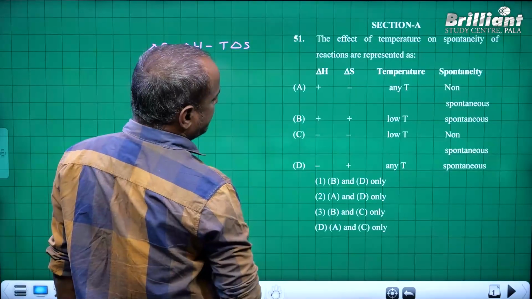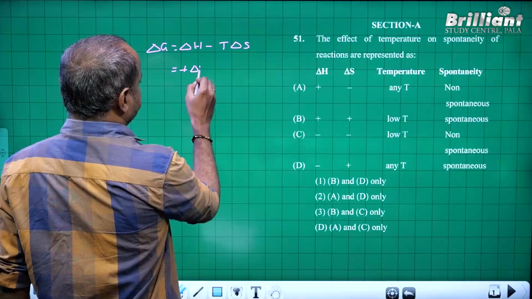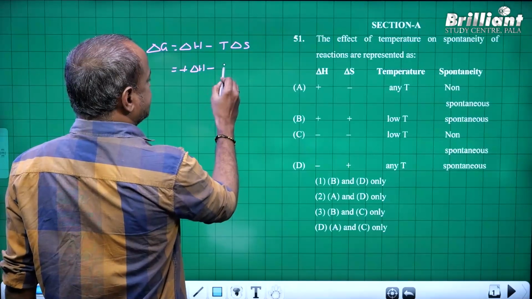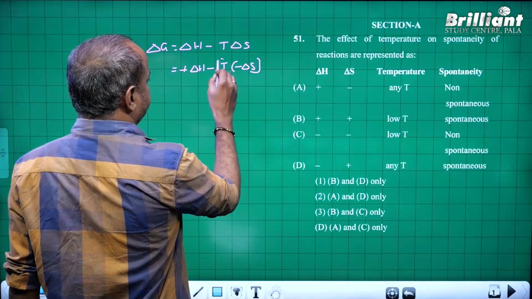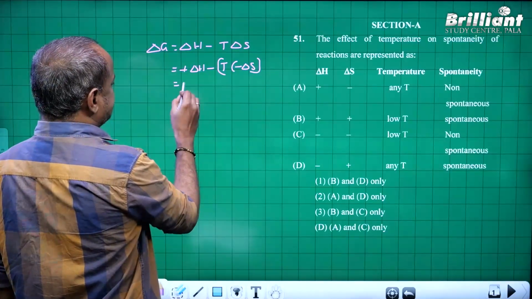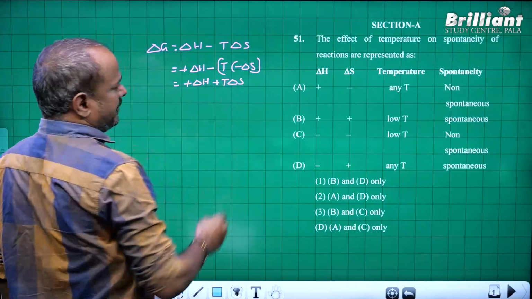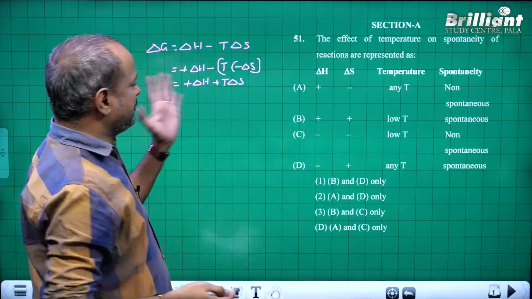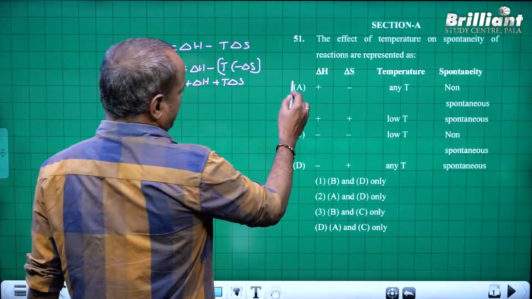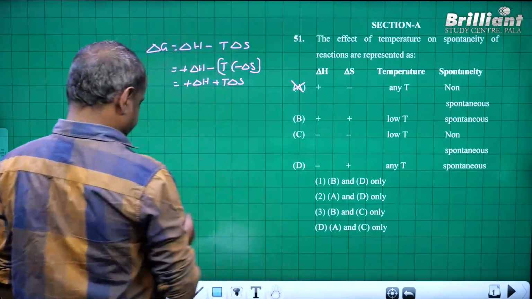First one, plus and minus: plus H minus of T into minus S, minus plus. That means here no effect of temperature, because at any temperature it is always positive value only. So no effect.